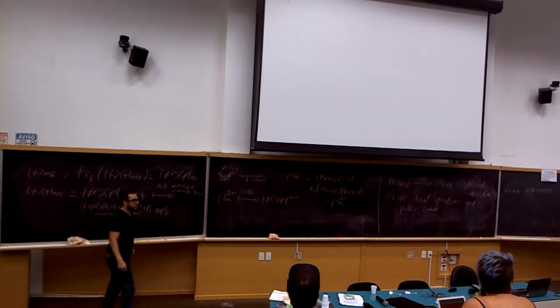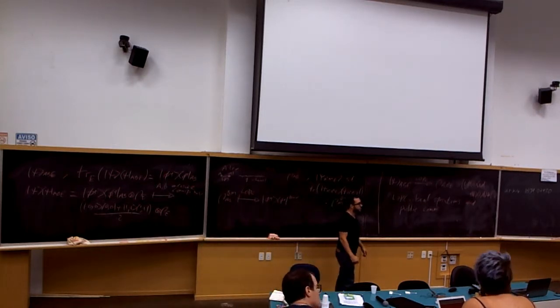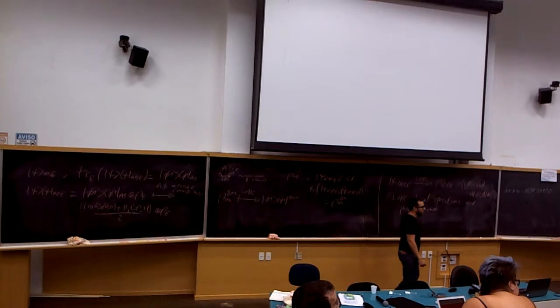So what you're saying is that the results of the measurements are the keys, right? Exactly, yeah. That key is only shared by Alice and Bob. Exactly, exactly, yeah.